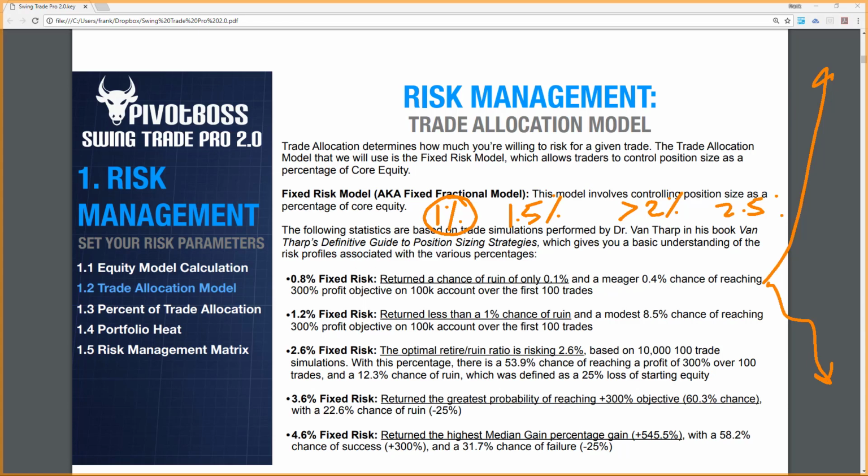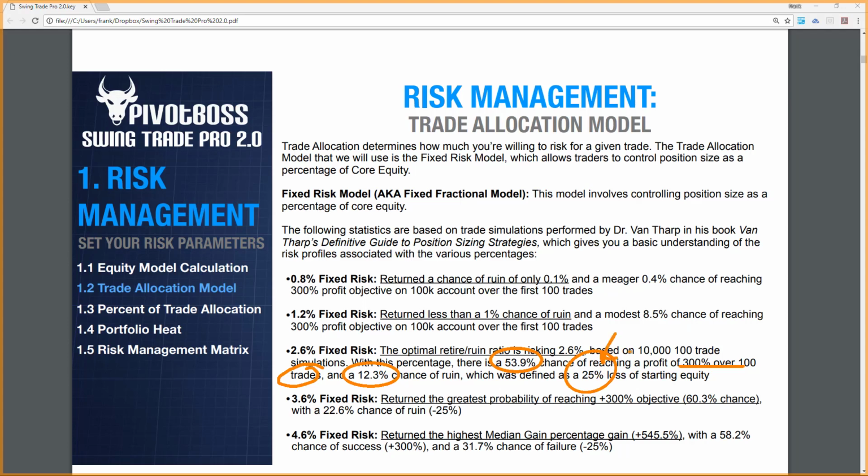So if you look here at 2.6%, for example, fixed risk. This was the optimal return/ruin ratio for the study he conducted. So based on 10,000 simulations, 10,000 100-trade simulations, this percentage returned a 54% chance of reaching 300% profit over the first 100 trades, and returned about a 12% chance of ruin. Actually, it was 25% loss, so not 20.